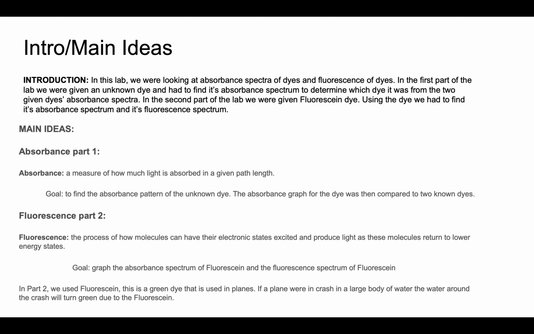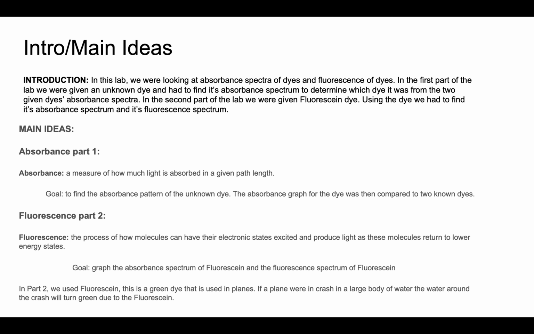So for the first part, we wanted to focus on absorbance, and absorbance is a measure of how much light is absorbed in a given path length. And our goal is to find the absorbance pattern of the unknown dye. The absorbance graph of the dye was then compared to the two known dyes. For the second part, we wanted to focus on fluorescence. And fluorescence is the process of how molecules can have their electronic states excited and produce light as these molecules return to lower energy states. The goal: graph the absorbance spectrum of the fluorescein and the fluorescence spectrum of the fluorescein.